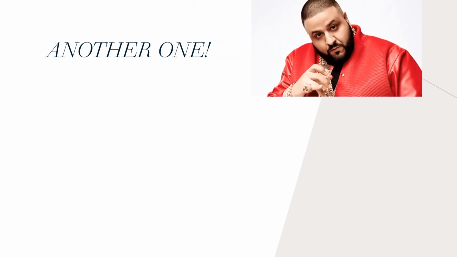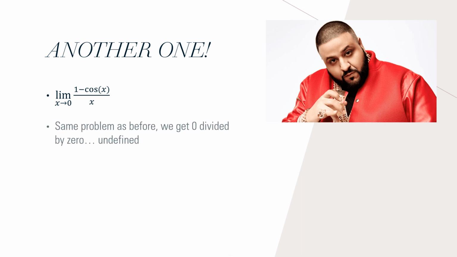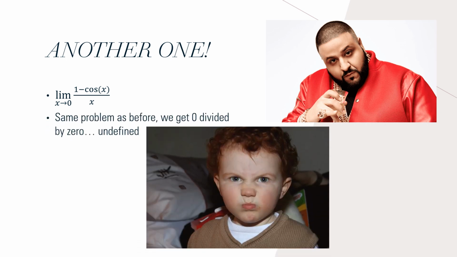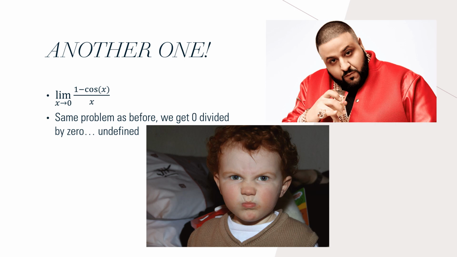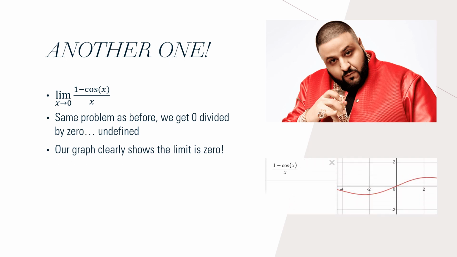Okay, it is time for another limit. Let's take a look at the limit of 1 minus cosine x over x as x approaches 0. If we plug in 0, we're going to run into the same problem we had before. We get 0 divided by 0, which is undefined. We can't do it. And if we take a look at our graph, we can clearly see that the limit must approach 0. But why is that? I think you guys know what time it is. Let's go do some math.